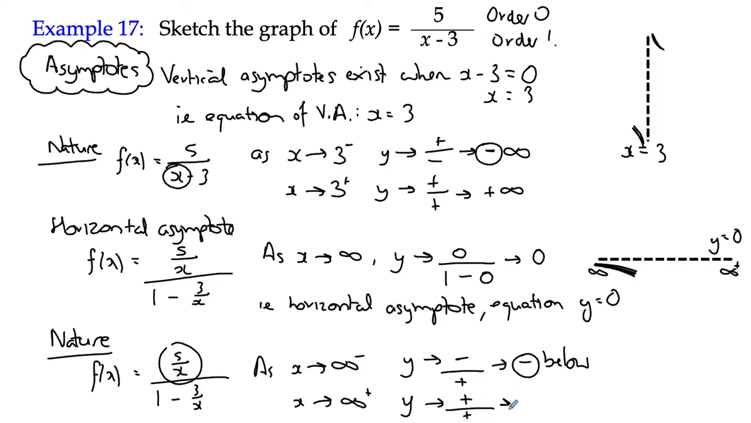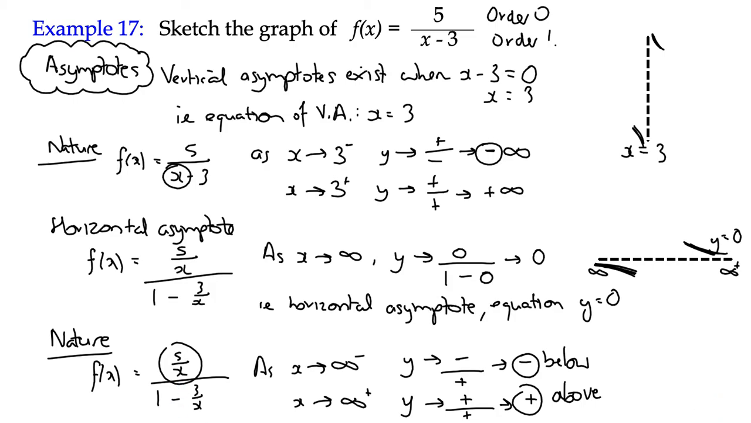And therefore the overall value of y is going to be a positive value, which means that the y coordinate is going to be above the asymptote as it tends to positive infinity. So it's going to be like that. So we've got a general shape. We've got two asymptotes and we've got the nature of those.